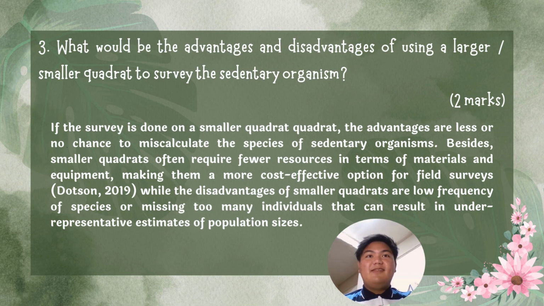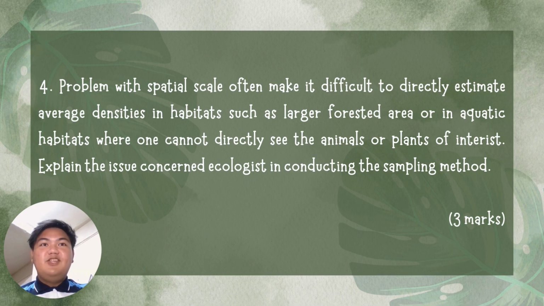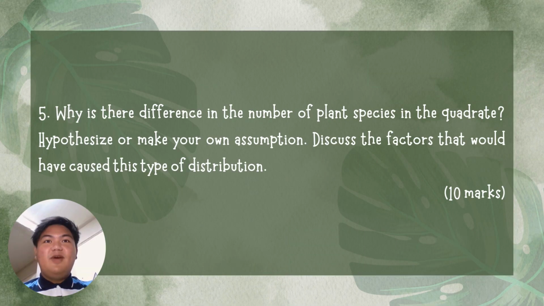Number 3. Discuss the advantages and disadvantages of using larger or smaller quadrats. Number 4. Explain the issues concerned with ecologists in conducting sampling methods in complex habitats. And the last one, hypothesize the factors that would cause variations in plant species numbers within quadrats.